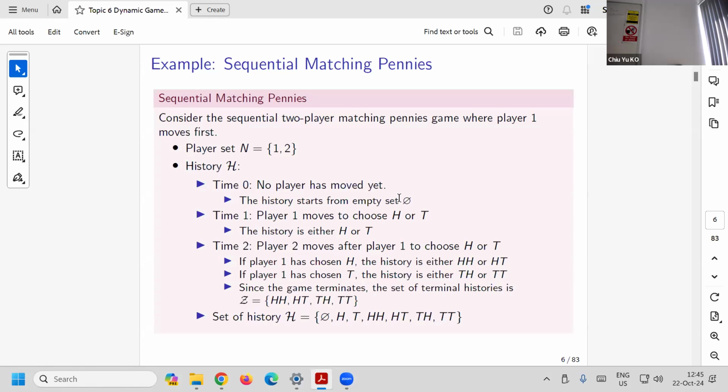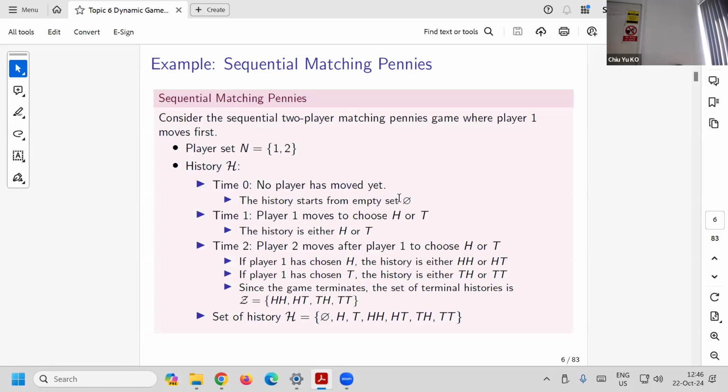And time 2 is a terminal node, because after that the game is over. If player 1 chooses head, the history becomes head. If tail, then tail. And if under tail player 2 chooses head, it will be tail head. If player 2 chooses tail, it will be tail tail. So that means the terminal nodes are head head, head tail, tail head, and tail tail.